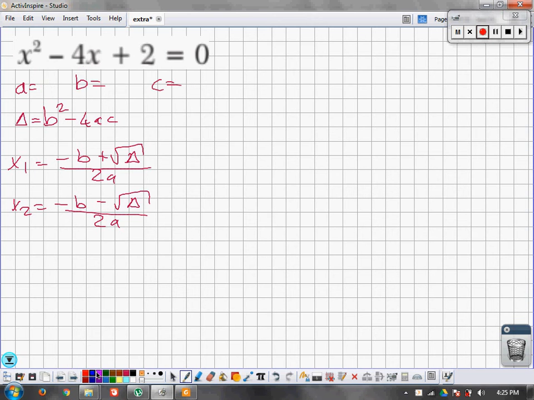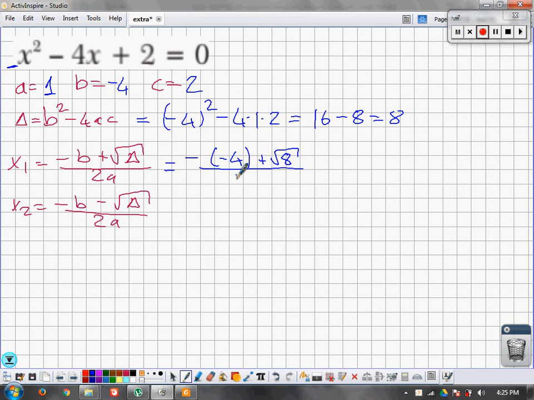Let's do that. A is the number. Remember that if there is no number, it is 1. B is minus 4. C is 2. Now, let's check that. B squared minus 4 times a times c: 4 to the power 2, 16, minus 8 equals 8. Now, x1: minus b is minus 4 plus square root of 8 over 2 times a, which is 1. Minus 4 will be plus 4, and plus square root of 8 over 2.